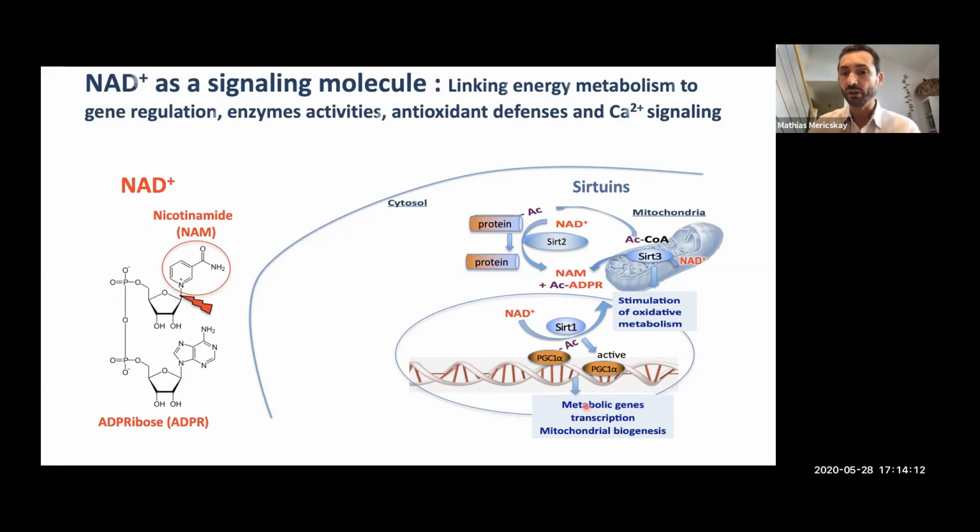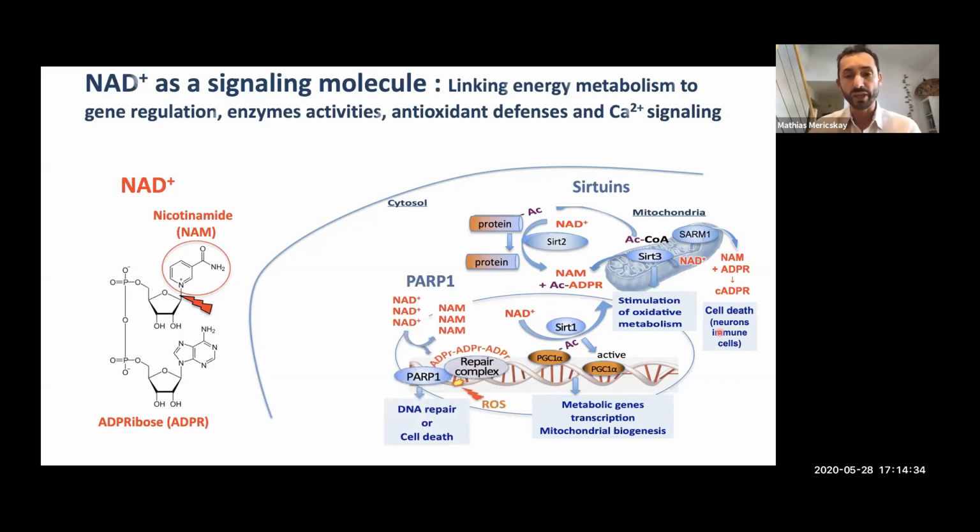So in addition to these sirtuins, there are other enzymes which consume NAD, and there is one which has been described recently, which is called SARM1, which is involved more in cell death and apoptosis, but it's mostly shown to play a role so far in neurons and immune cells, and not many studies have shown function in cardiac cells so far. Another major consumer of NAD is this enzyme called PARP1. It's the poly-ADP ribose polymerase 1.